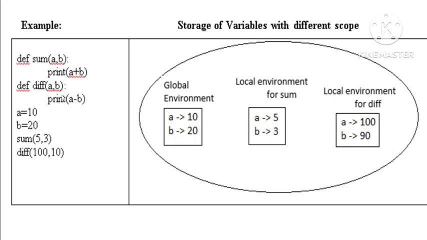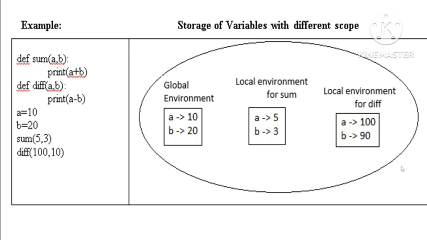So if you print A inside diff function, 100 will be printed. If you try to print A inside sum function, 5 will get printed. If you try to print A in the main program, 10 will get printed. So wherever you give the print command, first it will follow the LEGB rule. In that place, whatever is the variable available, it will print it. If it is not available in the local area, then global variable will get printed.